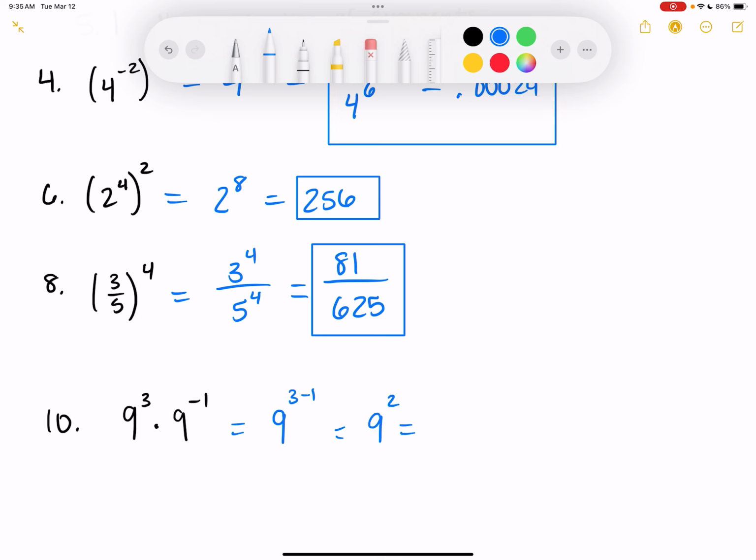Now, if you didn't write this step here, the first one that I wrote, that's fine, but I would want to see the 9 squared before you go all the way to 81, just so I can see that you know what you're doing with the exponents.